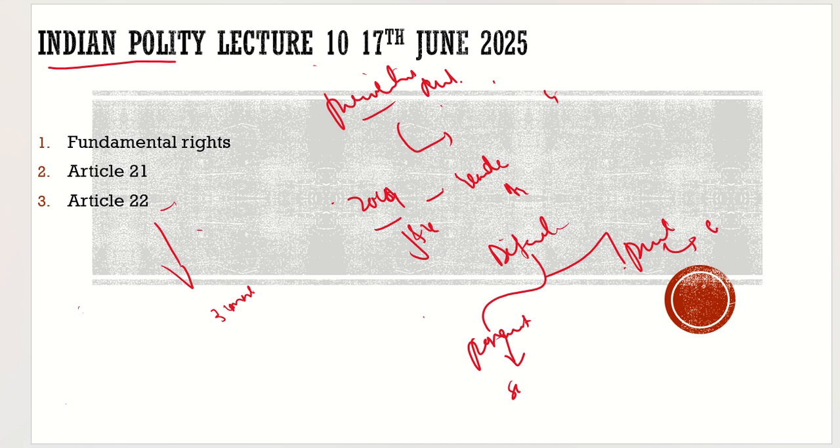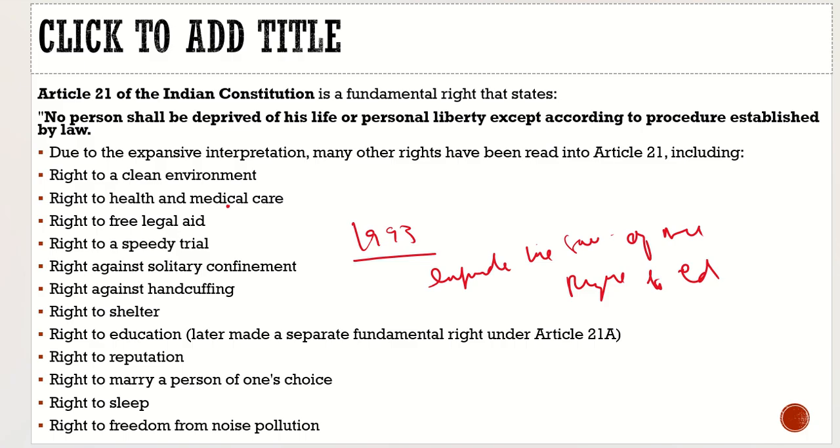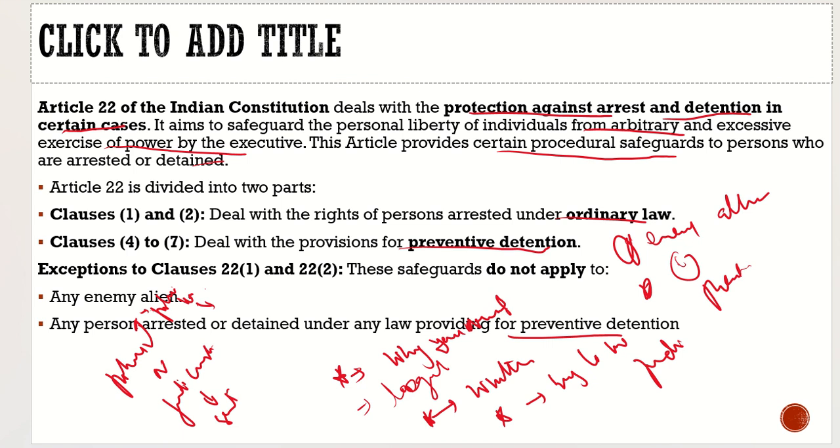This is what Article 22 says. Article 22 of the Indian Constitution deals with the protection against arrest and detention in certain cases. It aims to safeguard the personal liberty of individuals from arbitrary and excessive exercise of power by the executive. This article provides certain procedural safeguards to persons who are arrested or detained.